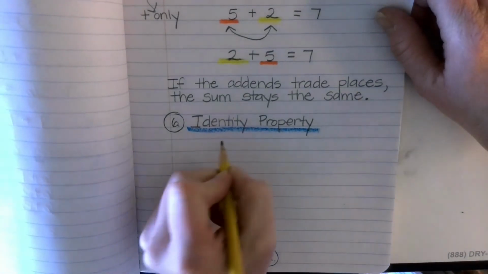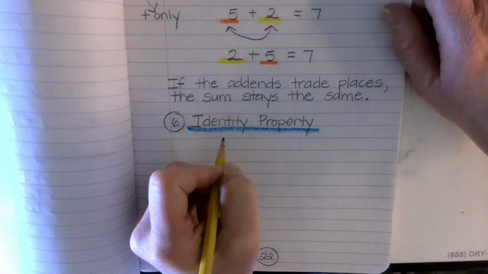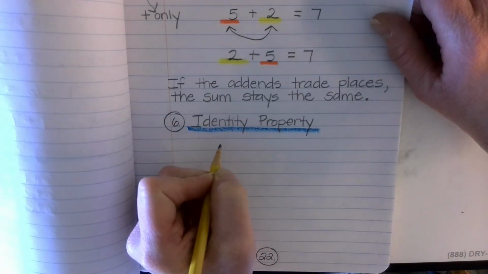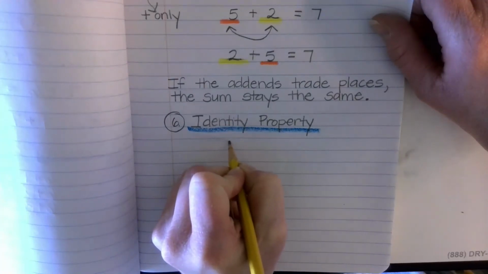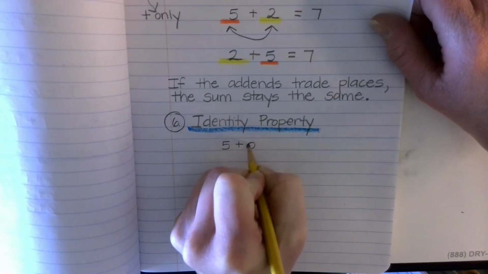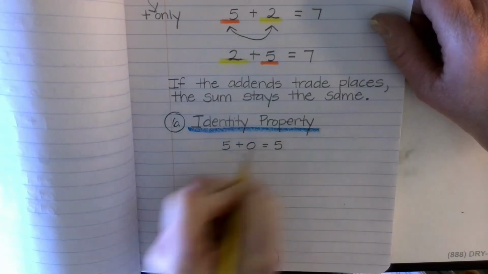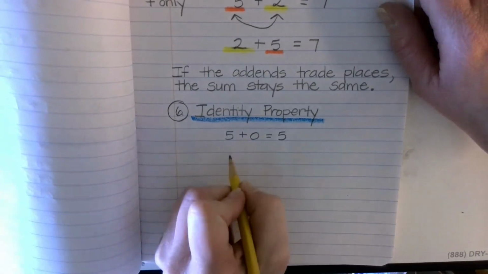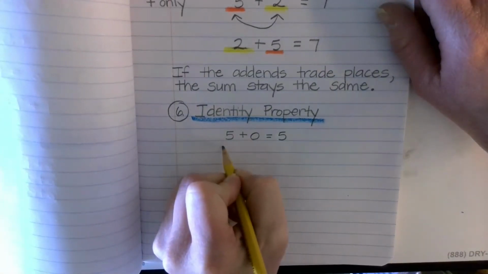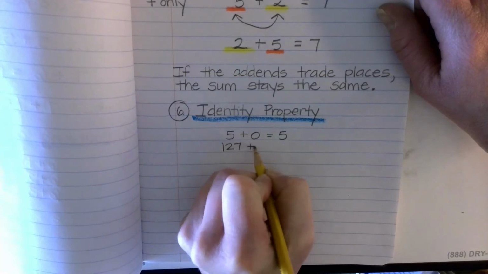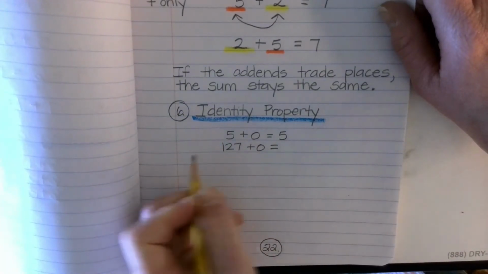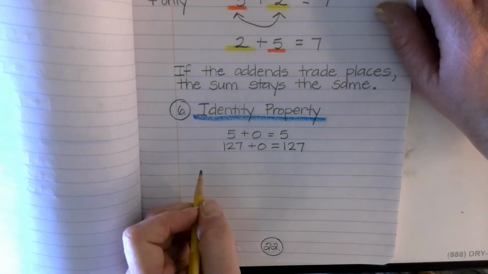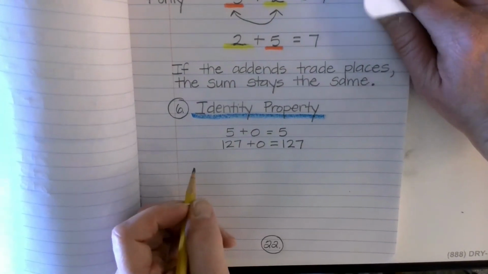So this property says, this strategy says, anything plus 0 is equal to itself. So if I have 5 plus 0, it's equal to 5. If I have 127 plus 0, it's equal to what? 127. Anything plus 0 is equal to itself.